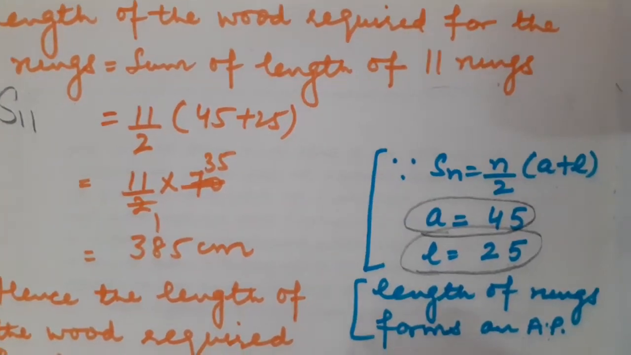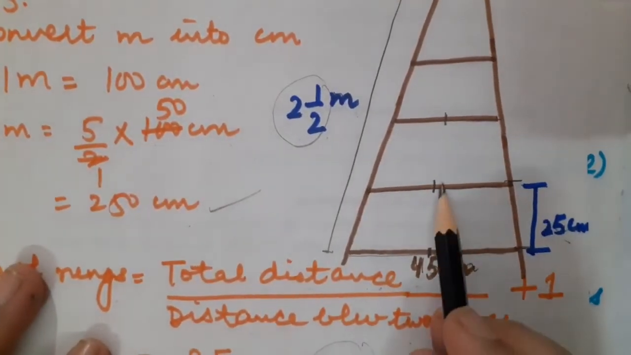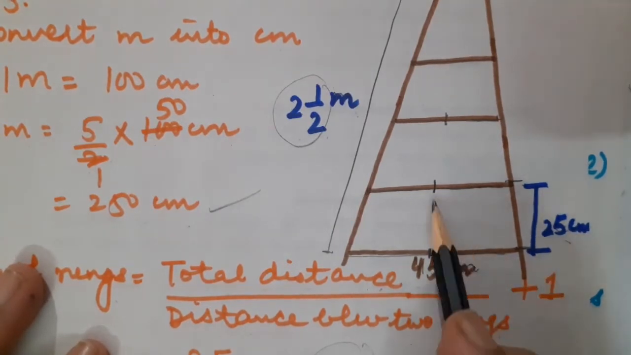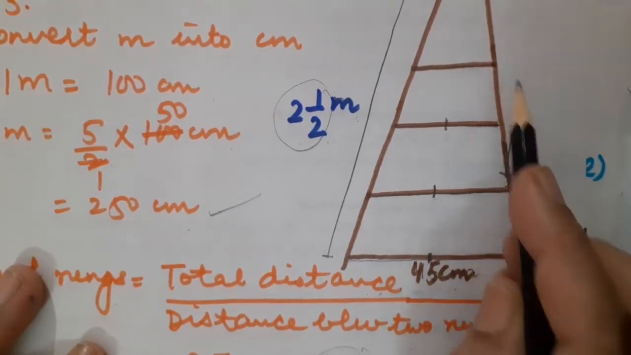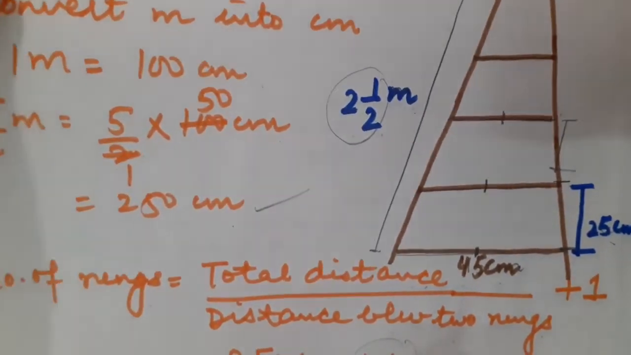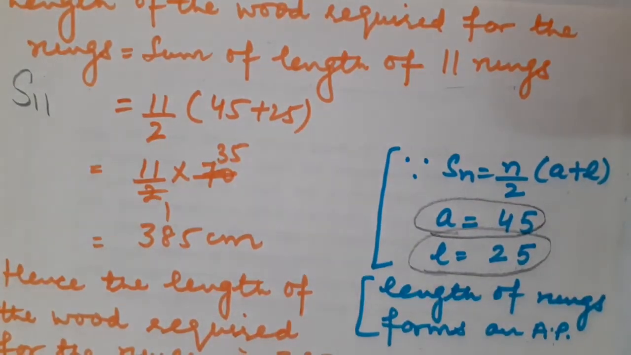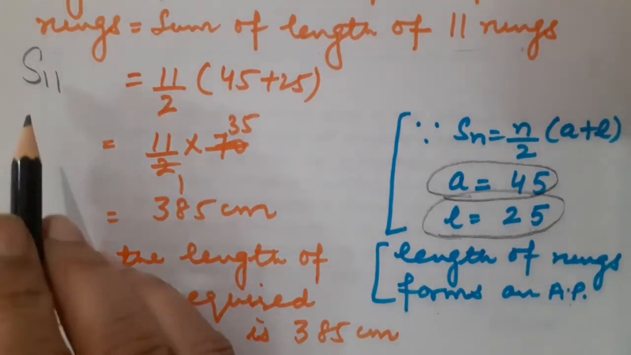Children, in the diagram also I explained to you, look, the difference between two consecutive rungs is 25 centimeter. Here also it is 25 centimeter. Here also it is 25 centimeter. Here also 25 centimeter. So as the common difference is the same, definitely the rungs are going to form AP. Correct, students? So now let us calculate S11.